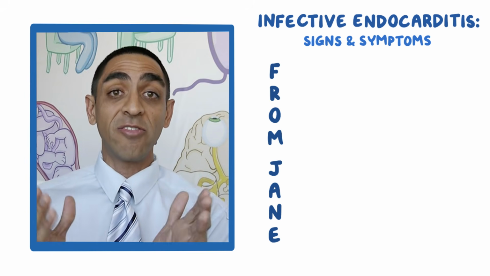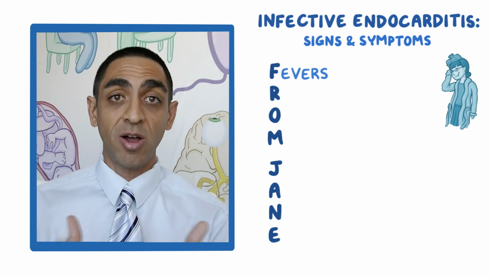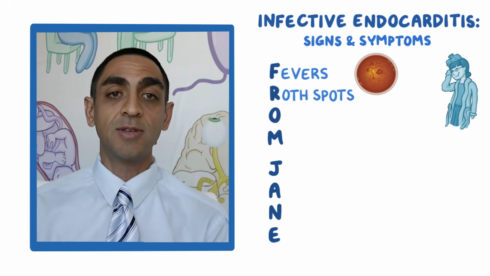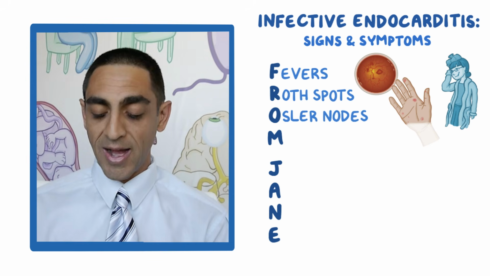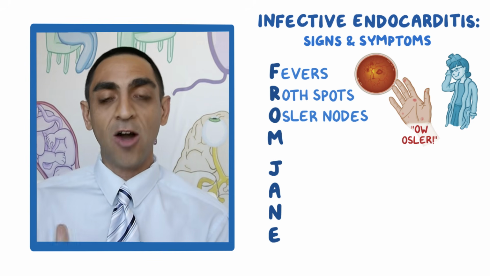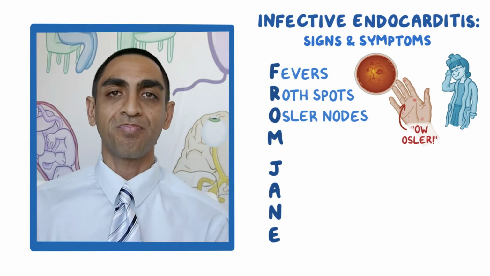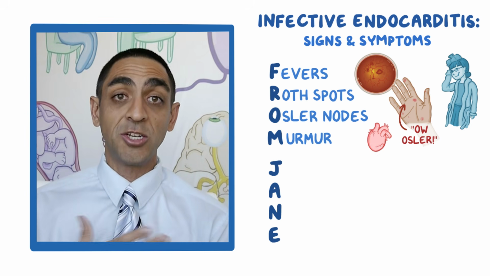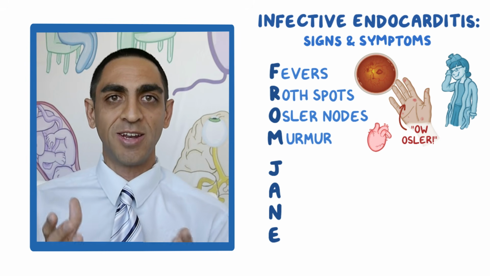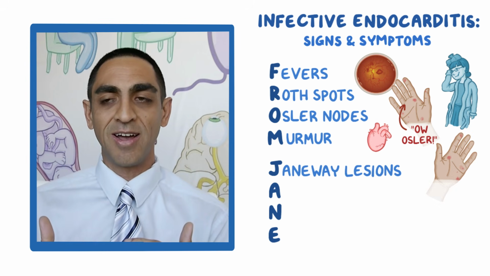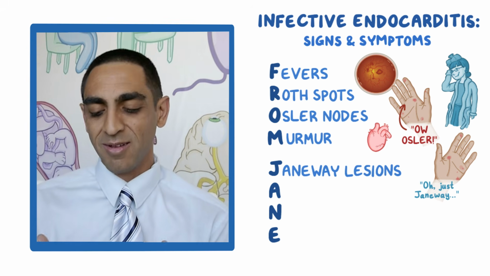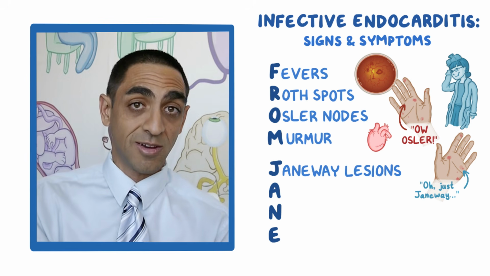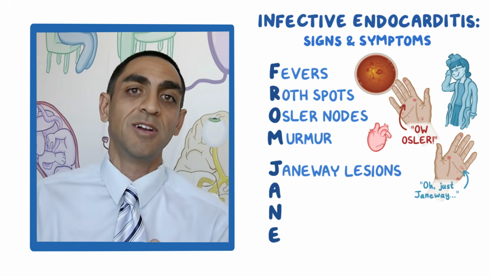So, from Jane, F stands for fevers. R stands for Roth spots. Just think of the eye exam. O stands for Osler nodes. So I think of "ow, Osler," the "ow" being because they're painful or tender. M is murmur, so heart murmur. Jane is Janeway lesions, and I think "oh, just Janeway," meaning they're not painful. They're distinct from the Osler nodes, which are "ow, Osler."